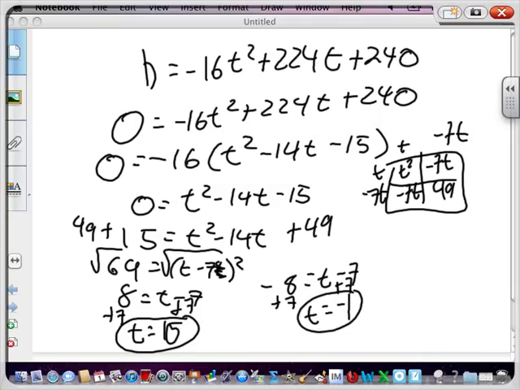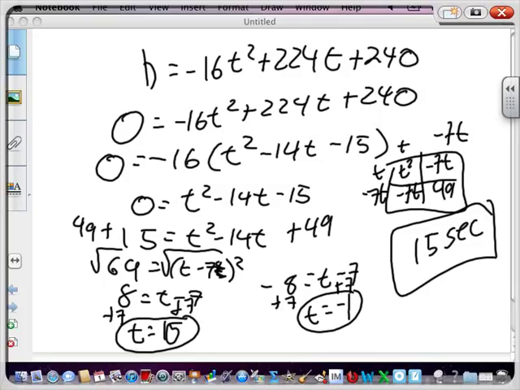So you guys tell me which one is correct. Does it take 15 seconds for it to hit the ground? Or are we going back in time and it takes this negative 1 second to hit the ground? Yeah, 15 seconds. Because we haven't figured out time travel quite yet. Okay, that's the answer to A.